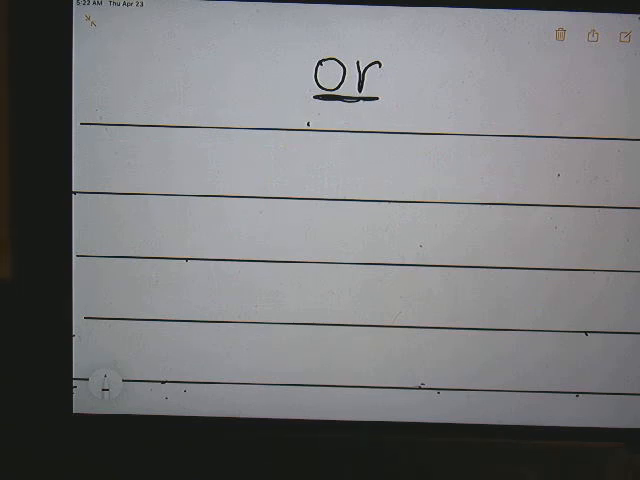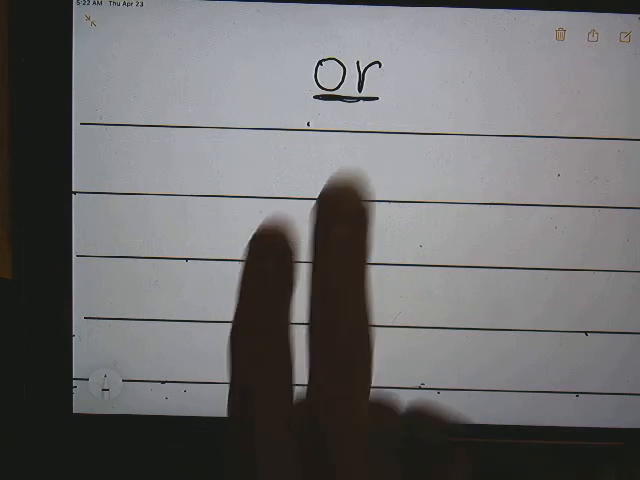Welcome back. Today is lesson number 7 of the R controlled vowels. And once again, we're taking a closer look at the OR, the vowel O that's controlled by that R. It changes the sound of O. It no longer says its short sound. It no longer says its long sound. It says its own unique sound, which is what, guys?